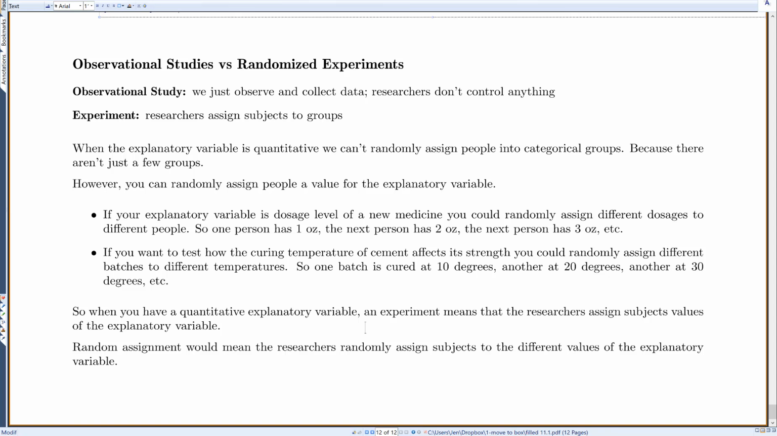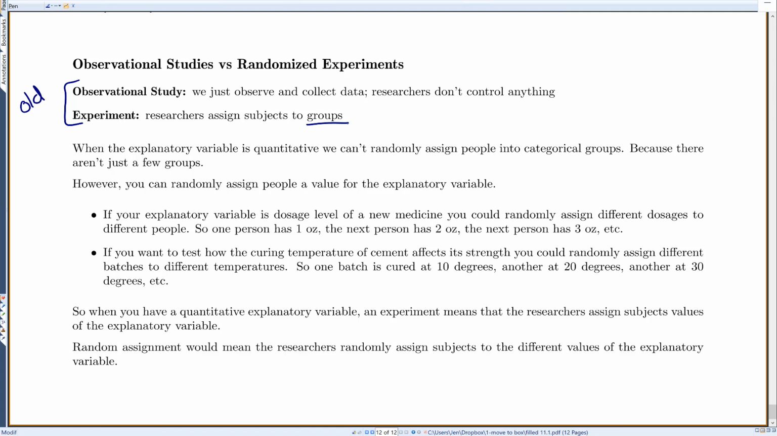One last note on observational studies versus randomized experiments. These are our old definitions. Observational studies, we just observe and collect data. The researchers don't control anything. In an experiment, researchers assign subjects to groups. But the problem is when we have an explanatory variable that's quantitative, we can't just randomly assign people into categorical groups, because there's not just a few groups. We're looking at numerical data. There could be lots of different possible X values.